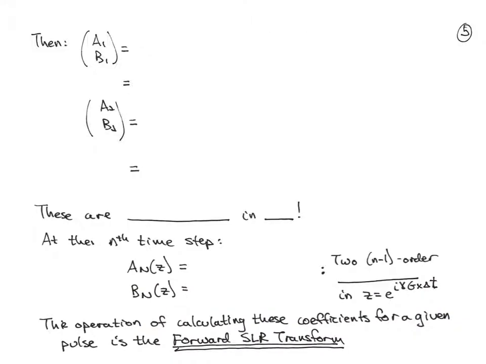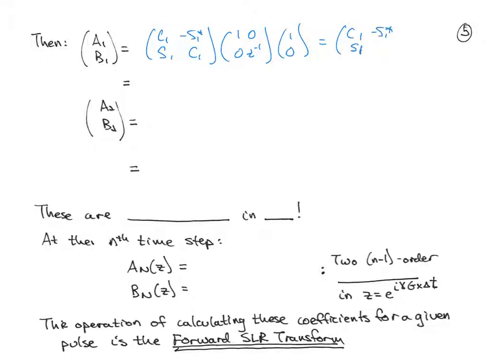Okay, so bear with me here. We're going to look at what the structure of these expressions is. To do that, we're going to multiply them out a couple of times. So at the first time point, after the first rotation, we have c1, minus s1 complex conjugate, s1, c1, times 1, 0, 0, z inverse, times 1, 0, which gives us c1, minus s1 complex conjugate, s1, c1, times 1, 0, and that gives us c1, s1.